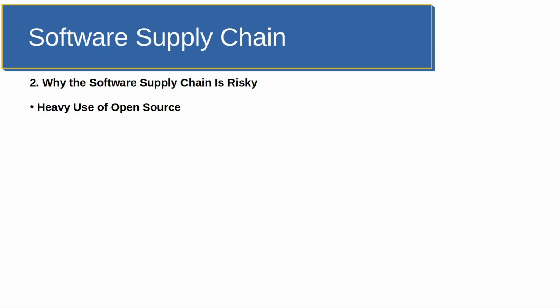First of all, there is a heavy use of open source, so most applications rely on many external components you don't fully control. Second, it has hidden vulnerabilities, so a single vulnerable library can impact thousands of applications. And you have the example of the Log4Shell vulnerability. And then it is an attractive attack target because attackers target the supply chain to compromise many systems at once. For example, the SolarWinds hack.